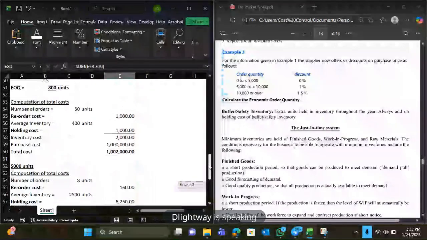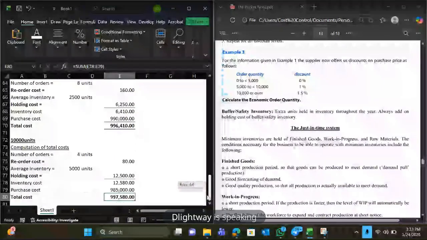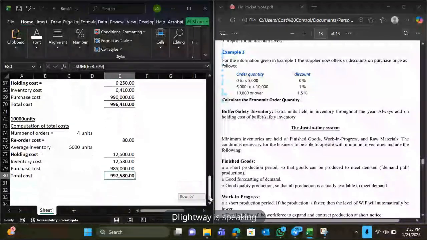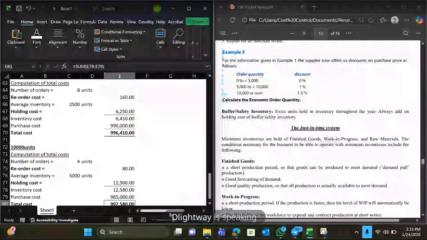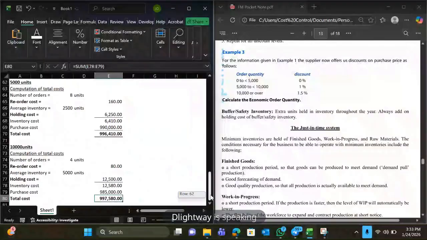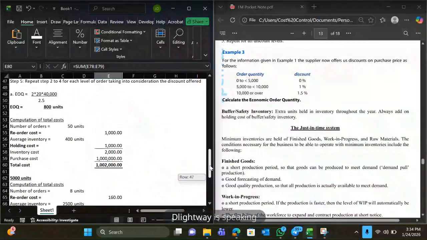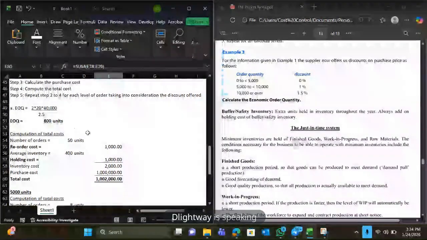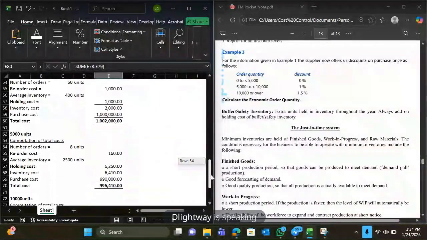Now from these three levels, which is it advisable that we order as an organization if we want to minimize costs? Which is more advisable? For 10,000 units, we have 997,580. For 5,000 units, we have 996,410. For 800 units, we have 1,002,000. So, which is more cost effective?